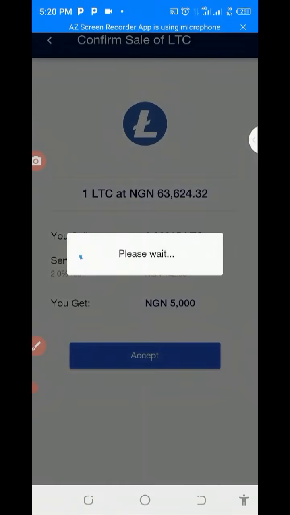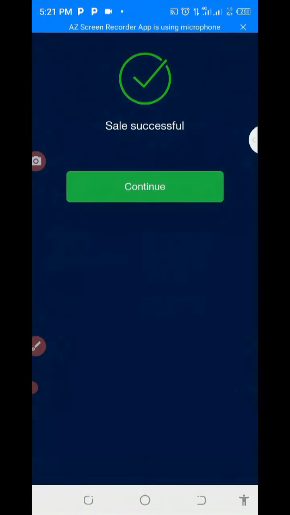So you have to wait for it to load. The network is bad here. Don't forget I'm converting crypto to cash. The crypto I have is the one I'm converting to cash. Ladies and gentlemen, you can see that it says successful. I have sold 5,000 naira out of the 0.2040 Litecoin I have.